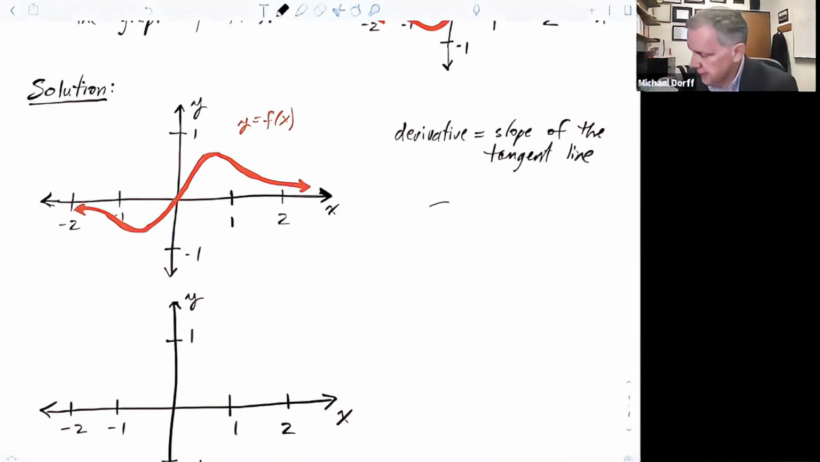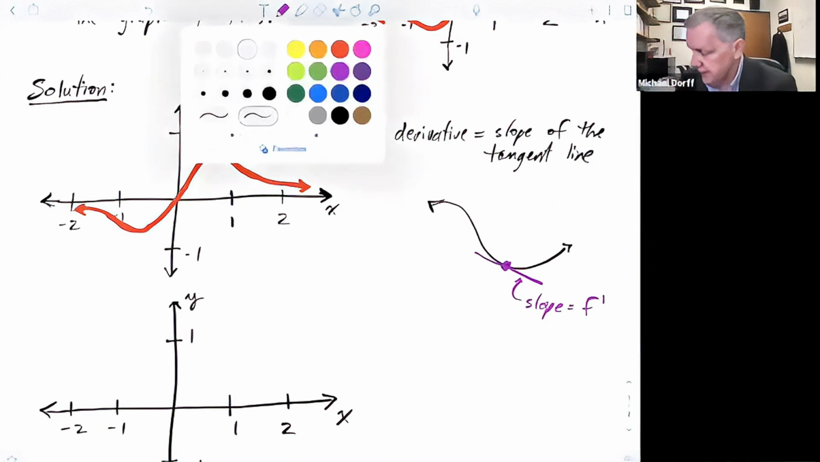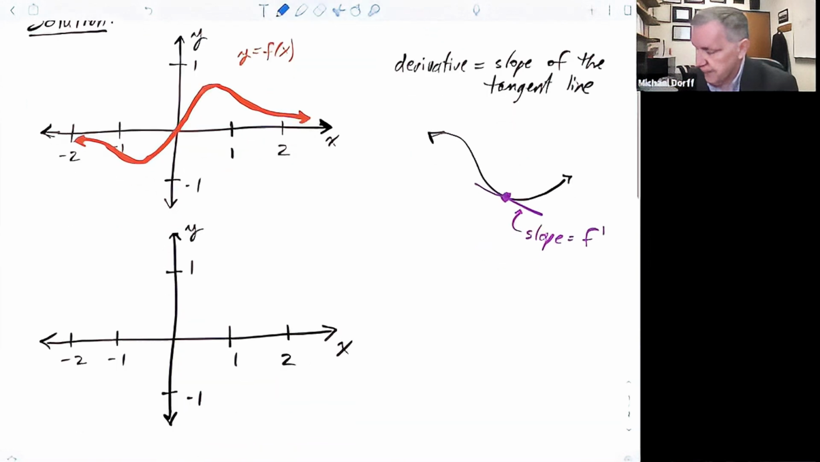If I had a curve that looked like this, and I took a point here, the slope of the tangent line there equals the derivative at that point. So we're going to use that idea to sketch the graph. Let's start with our red graph, on the far left side.